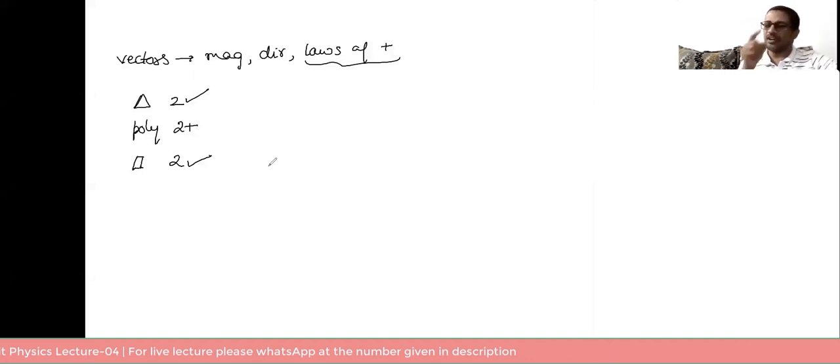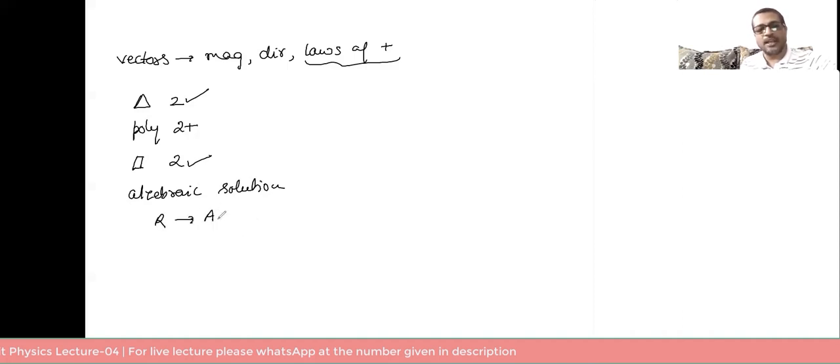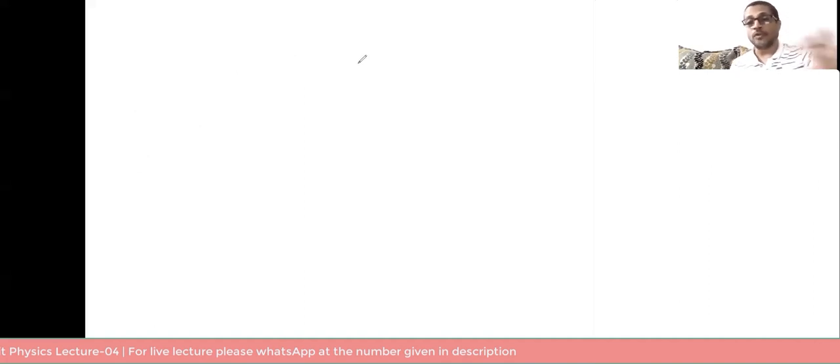Then we also realized that always drawing a triangle, always drawing a parallelogram, was a big headache. Therefore, what we developed was the algebraic solution. And in the algebraic solution, we got the value of the resultant in terms of A, B, and theta. That is what we have done. But there is a little bit more to be done. If you have only two vectors, then this algebraic solution will work. What happens if there are three vectors, 4 vectors, 5 vectors? Then isn't that going to be a very difficult task?